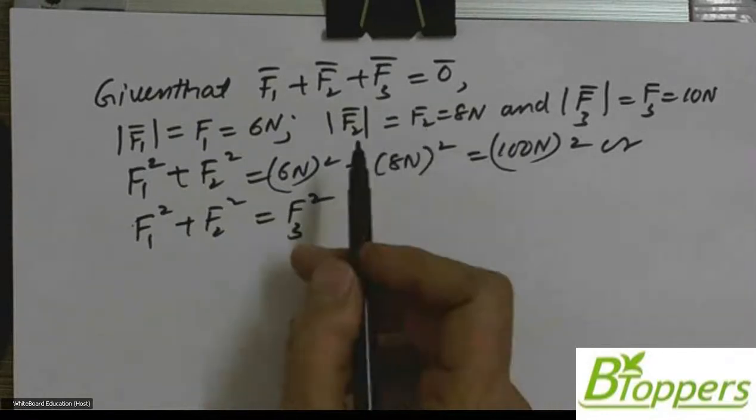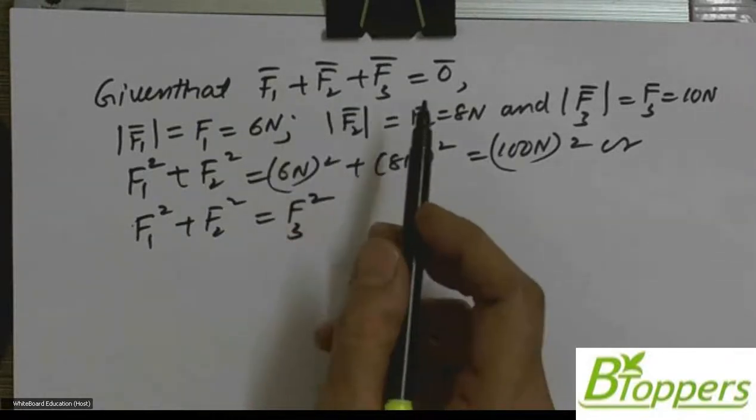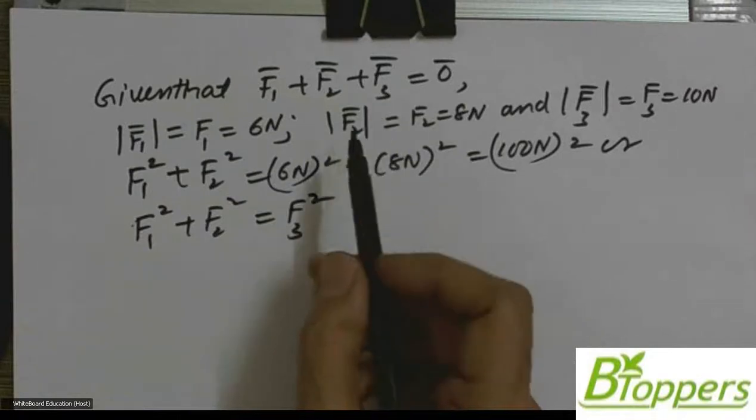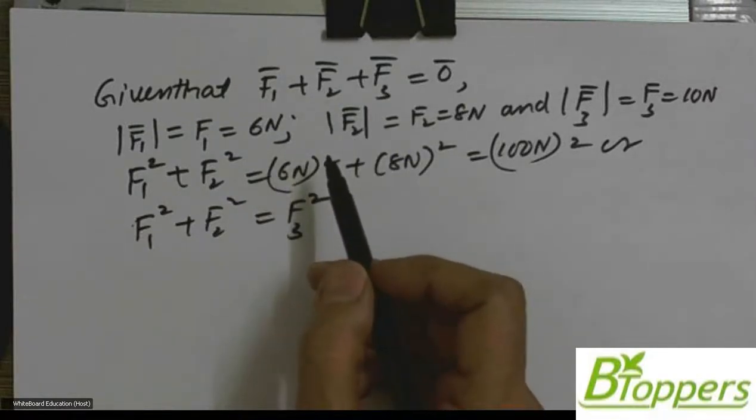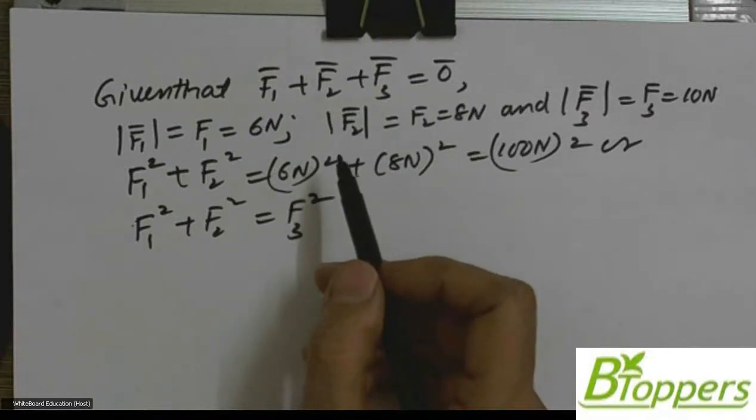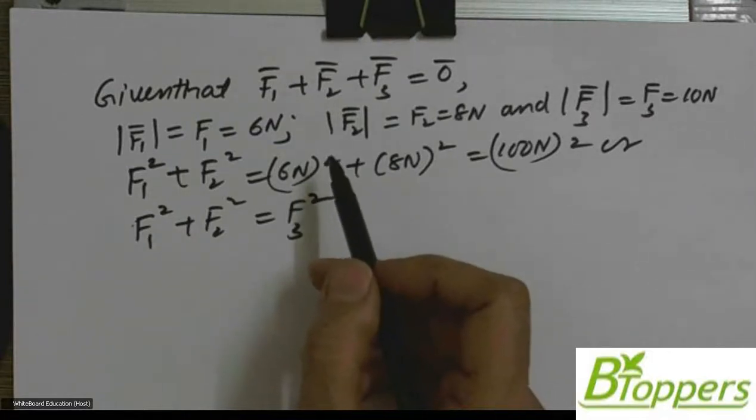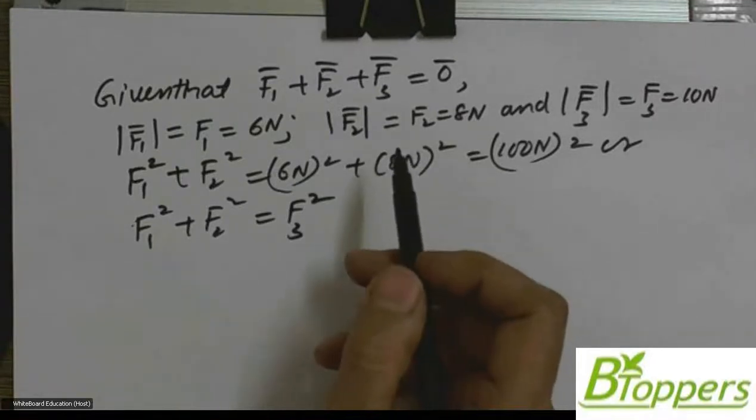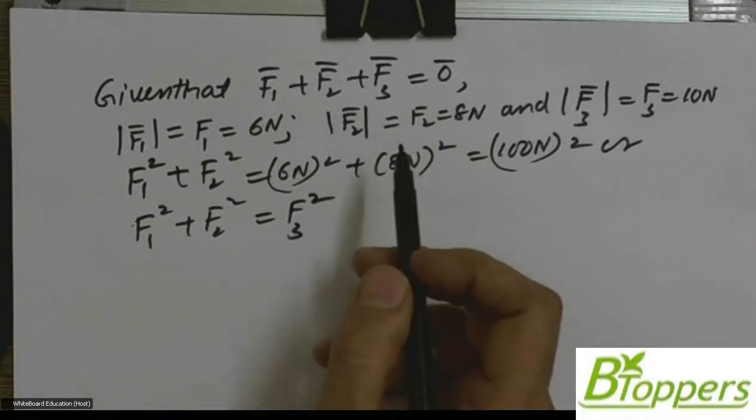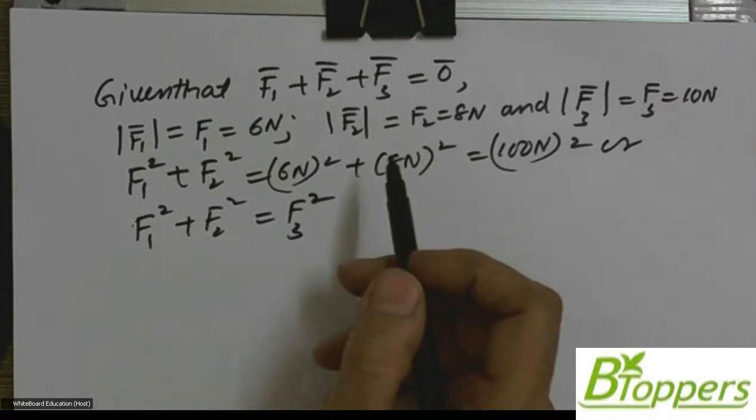The resultant of three forces is 0. So the conclusion, as I discussed previously, is that if the resultant of three non-parallel forces is 0, then the three forces can be graphically represented along the three sides of the triangle, all taken in the same order.